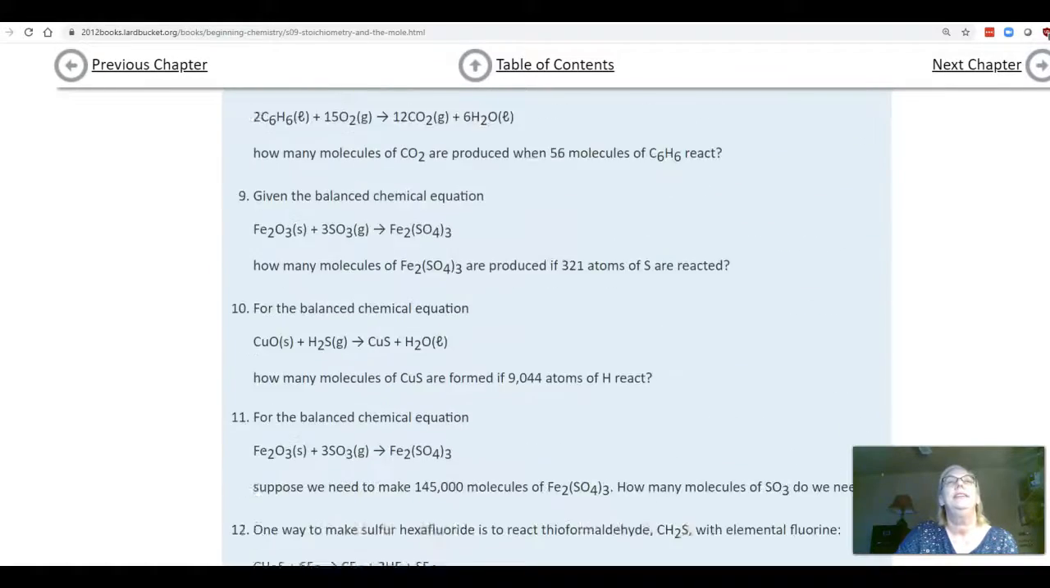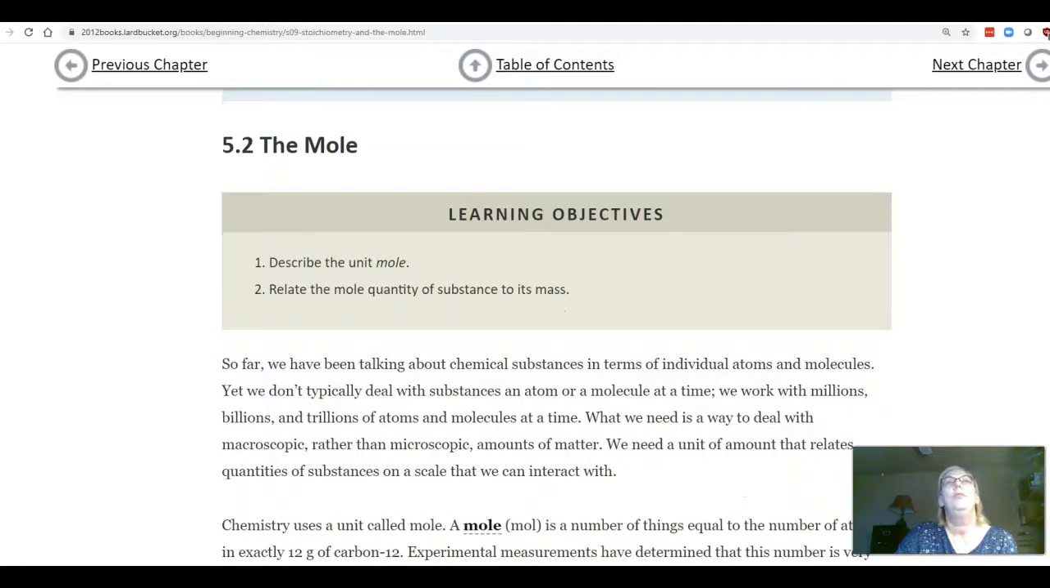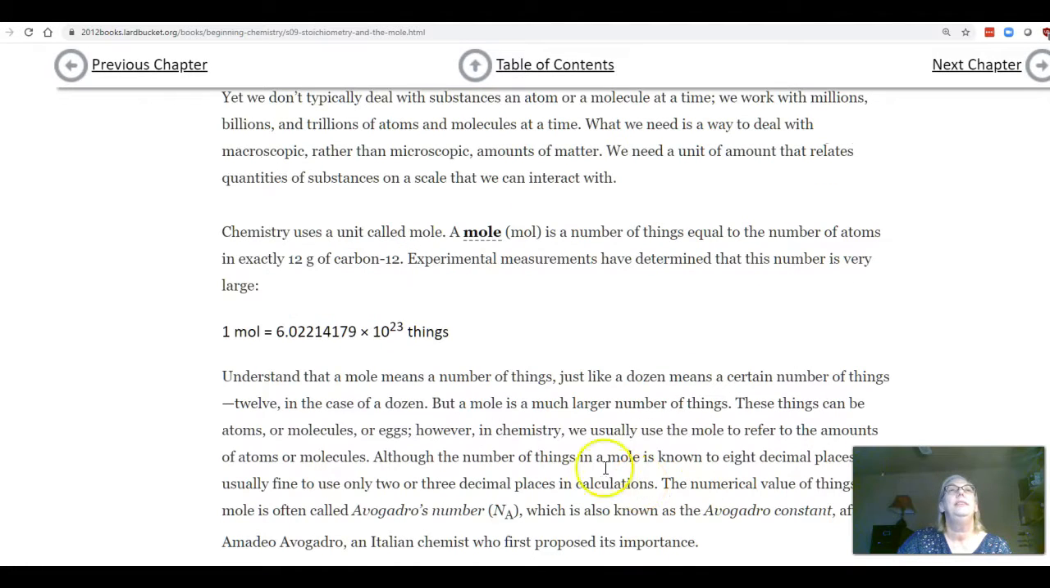The next thing they're going to talk about is the mole. The mole, like I said, is a counting unit. It's like a dozen. So we're going to show you the mole, and this number is something that we have to use all the time. So this is something to memorize so that we can use that in the future. It's called Avogadro's number. So look for that and read through that.